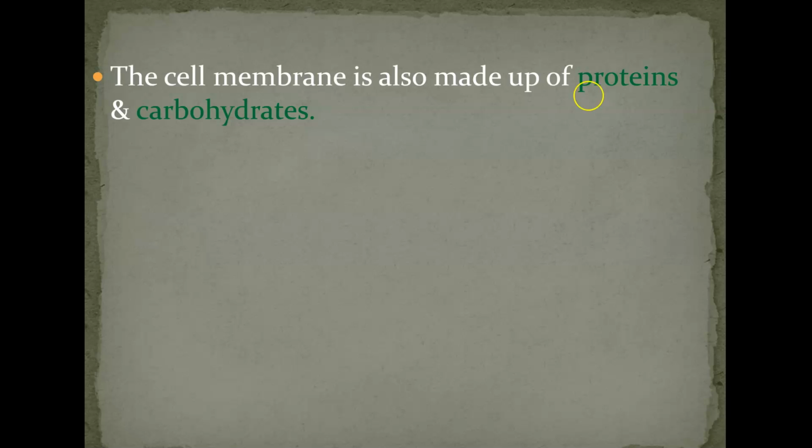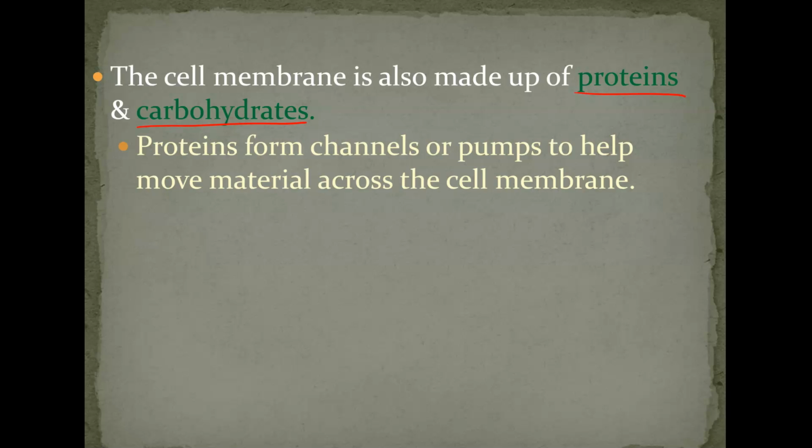We also have proteins and carbohydrates that are within that membrane itself. So the membrane we know is a lipid bilayer, so it's made up of fats, but within that lipid bilayer, we're also going to see proteins and carbohydrates. So proteins are going to form channels or pumps that help different materials that can't go through the lipid bilayer get through the cell membrane. So it allows for a channel or a pump to allow certain molecules to move through that can't get through the membrane itself.